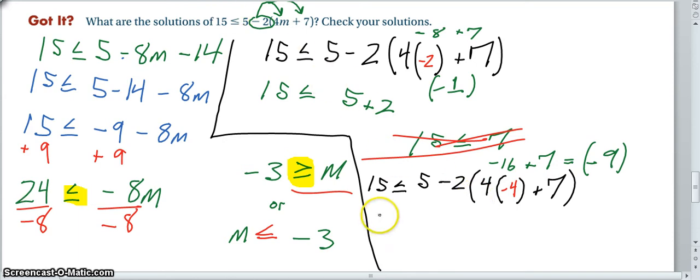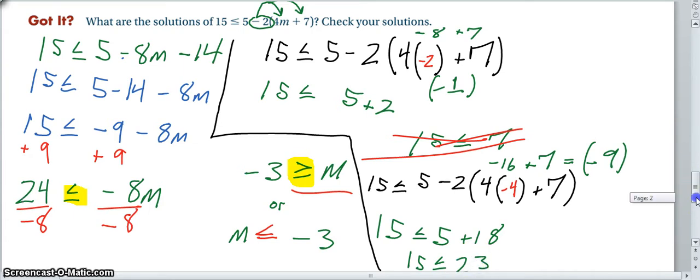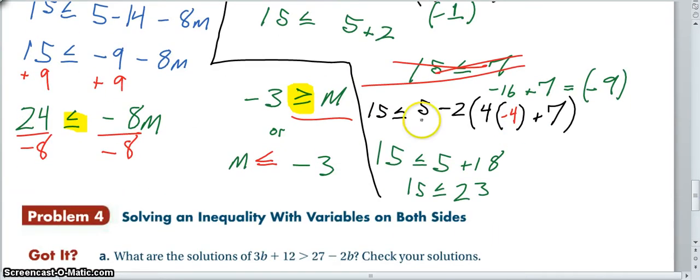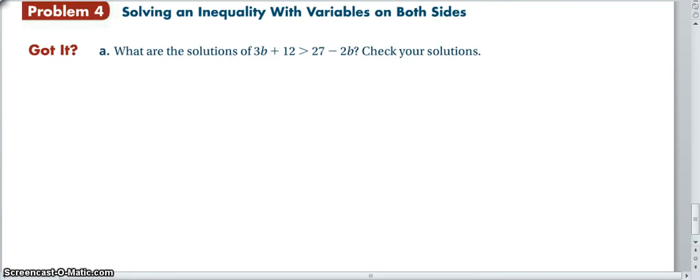So now I can rewrite all of this and say that it's 15 less than or equal to 5, and we said that negative 2 times negative 9 was positive 18. So now we get, is 15 less than or equal to 23, which yes, it is. So we know that our answer checks out and that our value is correct. We could check a couple more values if you really wanted to make sure, but we don't need to do that for our case.